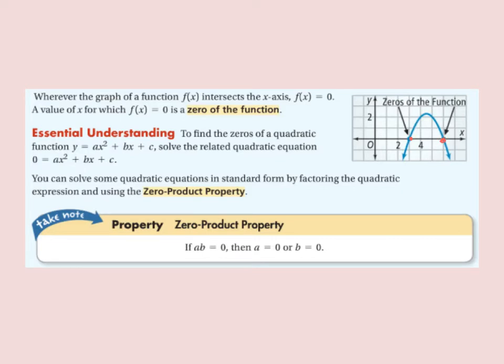The way that we find our zeros is we factor, and then we set each one equal to 0 to figure out what are these actual numbers.